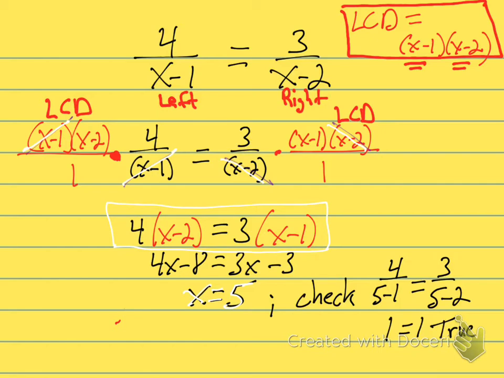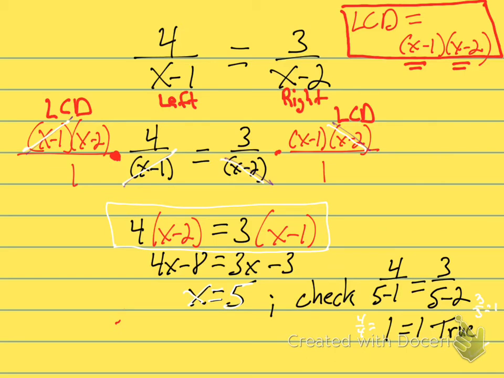When solving rational expressions in equations, we want to check to make sure that it does work. So 4 over 5 minus 1 would be 4 over 4. And that's equal to 1. 3 over 5 minus 2 would give us 3 over 3. And that also equals 1. So we have a true statement.